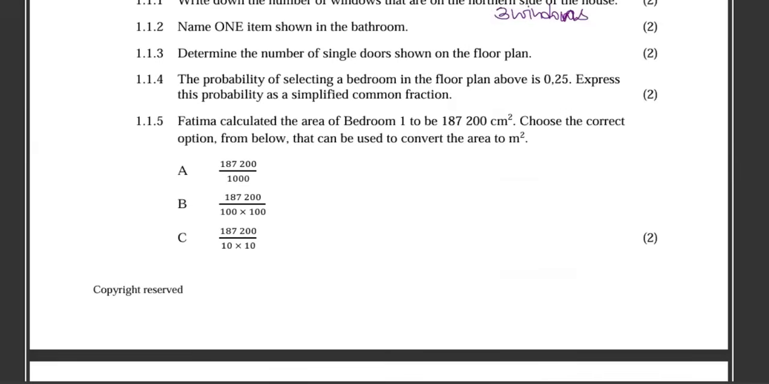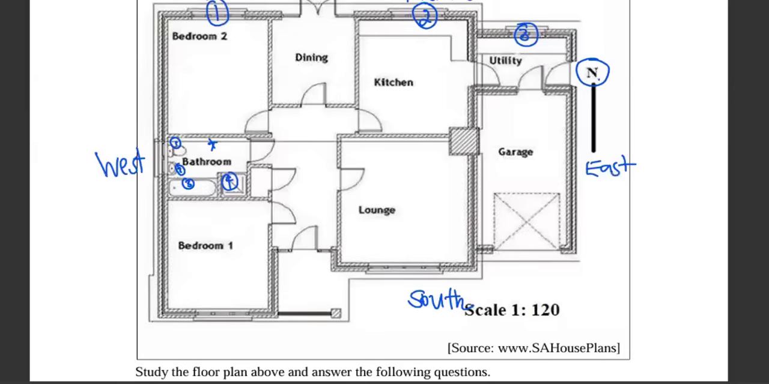Okay, one of them. Determine the number of single doors shown on the floor plan. Let's go to the floor plan. We are looking for single doors. Let's count them. We say 1, we have 2, 3, 4, 5, 6, 7, 8, 9, we have 10. So there are 10 single doors.